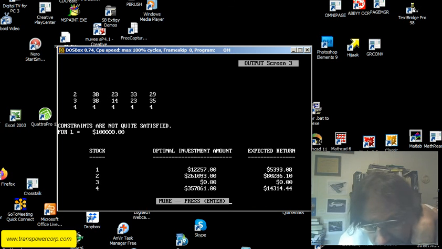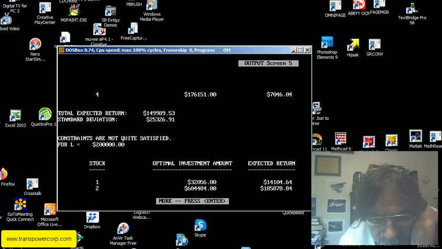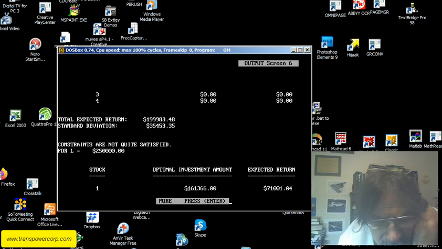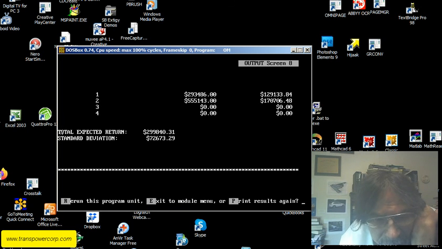So it shows the optimal investment amount and expected return. Same thing to get 150,000. So you can decide how much you want to put in. Of course, you take more risk the further down you go. All right. Well, that does it for today.